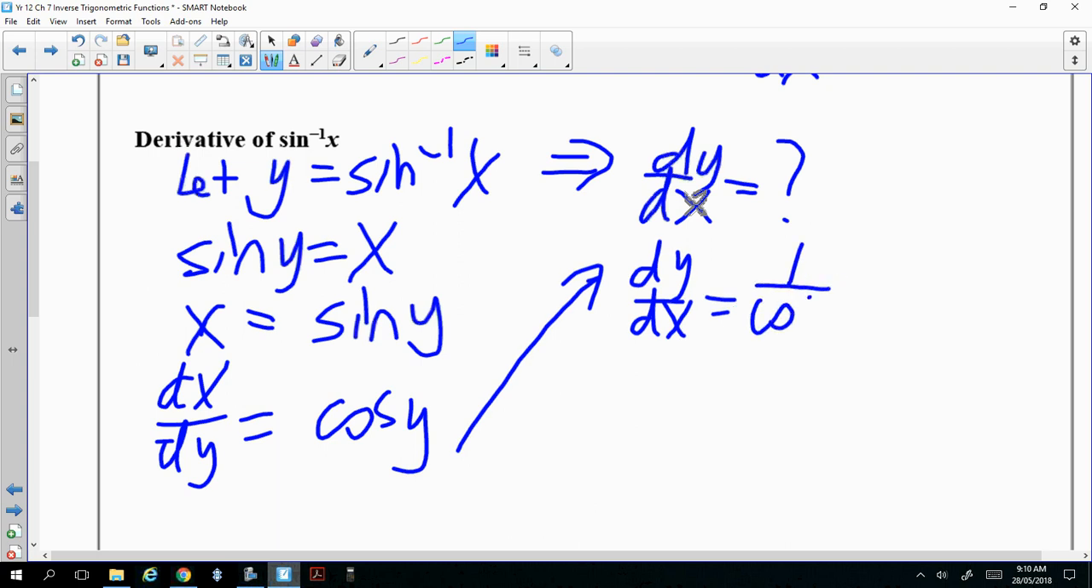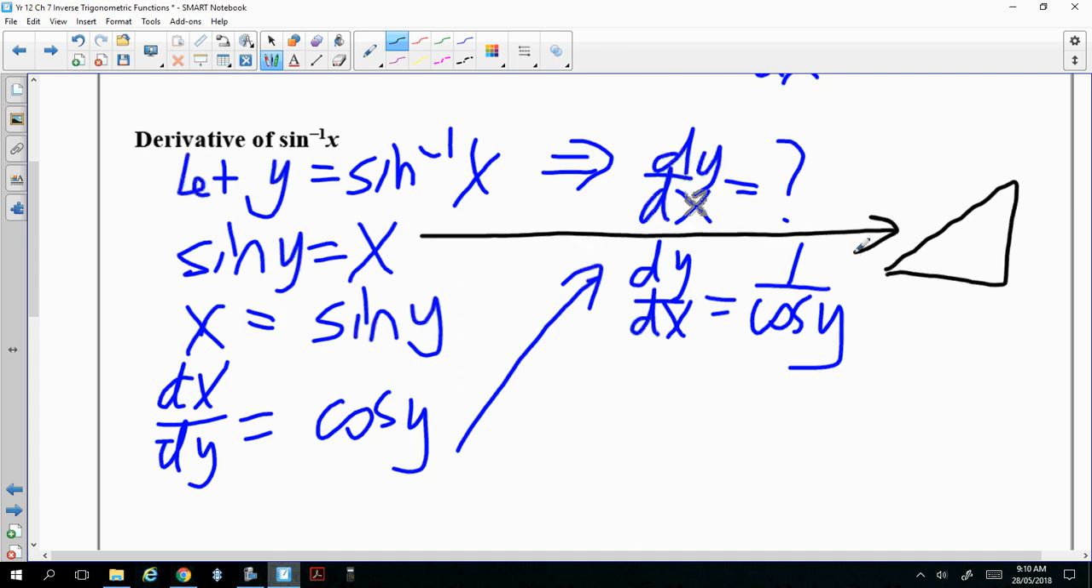And then you're going to draw a right angle triangle. In this right angle triangle, the angle is y. Opposite over hypotenuse, right? X, because sine y is x over 1. Opposite over the hypotenuse, and then use Pythagoras to work out the third side, square root of 1 squared minus x squared.